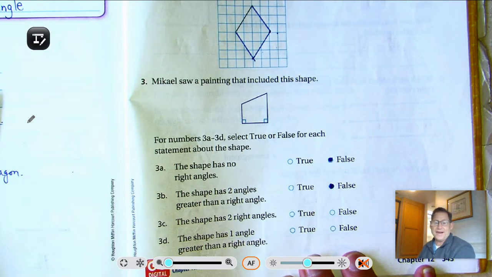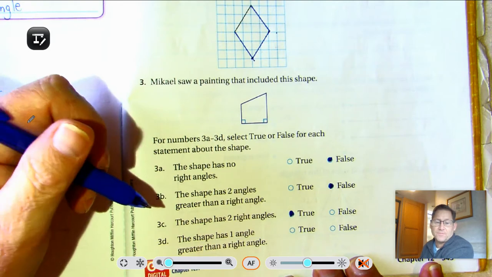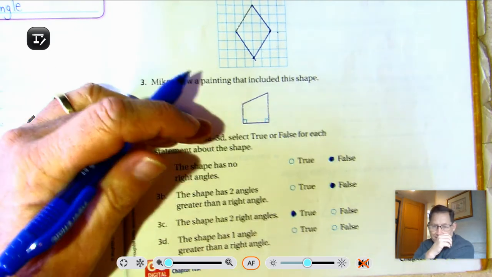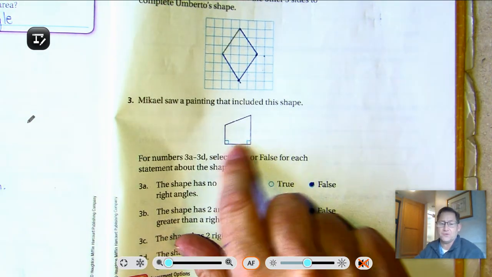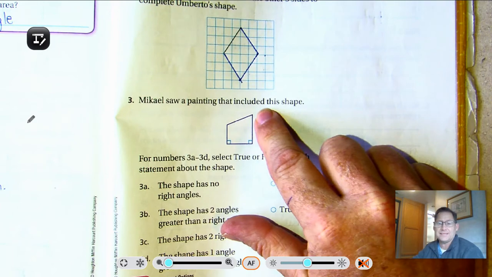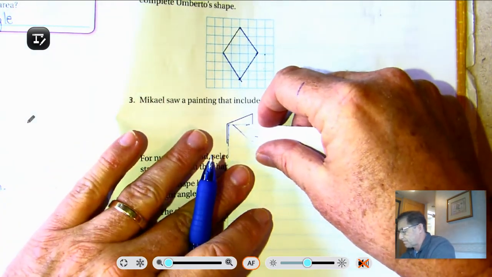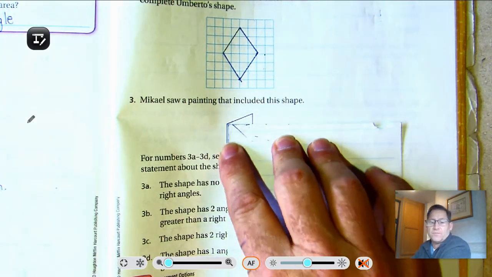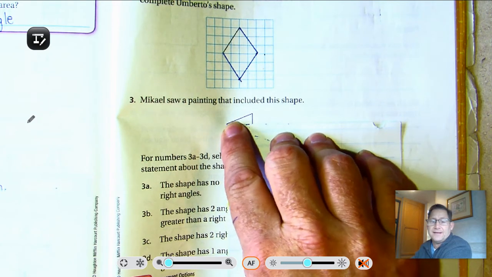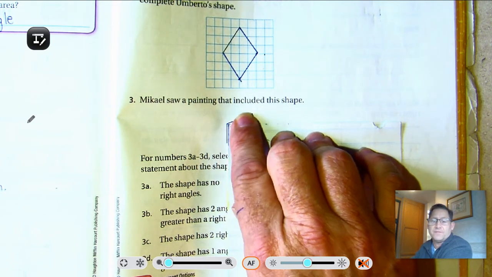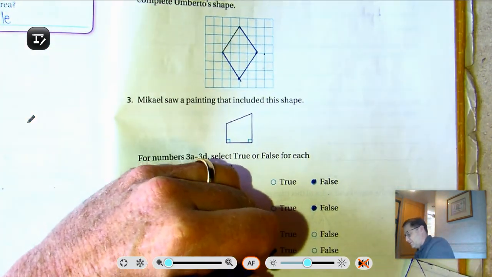The shape has 2 right angles. Yeah, that's true. The 2 blue boxes tell me that it has 2 right angles. The shape has 1 angle greater than a right angle. Okay, well, we only got one more to check. Those are 90s, right angles, 2 right angles. Less than a right angle. Is this greater than a right angle? So I line it up with the corner of a piece of paper, the points at the vertex of my angle, and the other side of the angle is off of my paper. So it is greater than, so that is true.